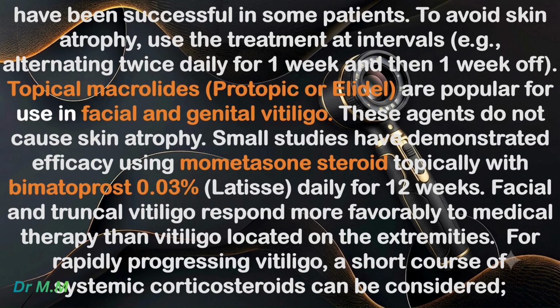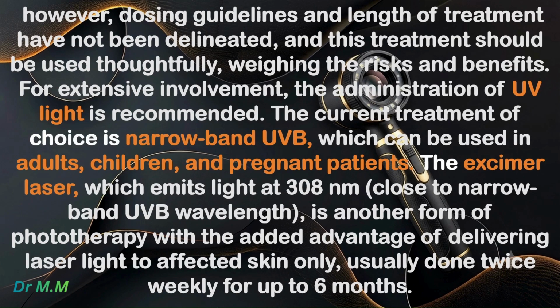For rapidly progressing vitiligo, a short course of systemic corticosteroids can be considered. However, dosing guidelines and length of treatment have not been delineated, and this treatment should be used thoughtfully, weighing the risks and benefits. For extensive involvement, the administration of UV light is recommended. The current treatment of choice is narrowband UVB, which can be used in adults, children, and pregnant patients. The Excimer laser, which emits light at 308 nanometers, close to narrowband UVB wavelength, is another form of phototherapy with the added advantage of delivering laser light to affected skin only, usually done twice weekly for up to 6 months.